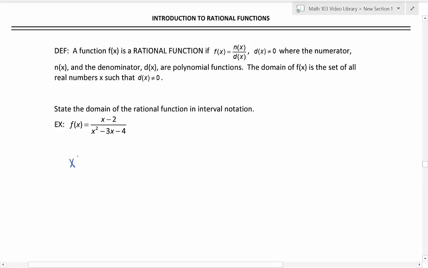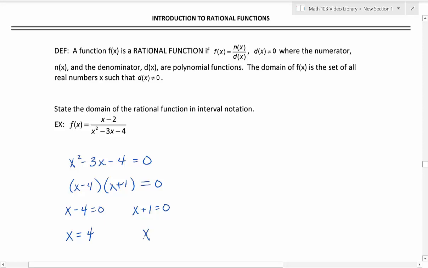We start by setting the denominator equal to 0. We're going to solve this equation to find the values of x that must be excluded from the domain. This quadratic factors nicely: (x minus 4)(x plus 1). Setting each of these factors equal to 0, we'll solve and find the values to exclude. x equals 4 and x equals negative 1 must be excluded from the domain of this function.